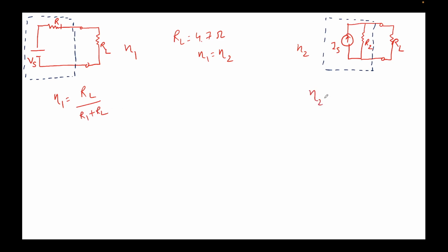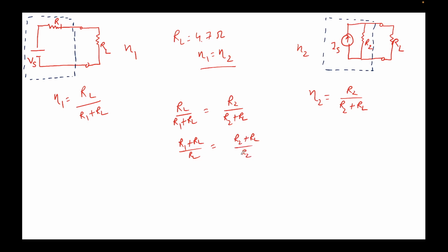Now what was eta 2? Eta 2 was R2 over R2 plus RL. Now the problem statement says eta 1 equals eta 2, so we'll simply equate them. This will give us RL upon R1 plus RL equal to R2 over R2 plus RL. Now what do we do? I will simply invert the numerator and denominator. So we'll get R1 plus RL over RL equal to R2 plus RL over R2.